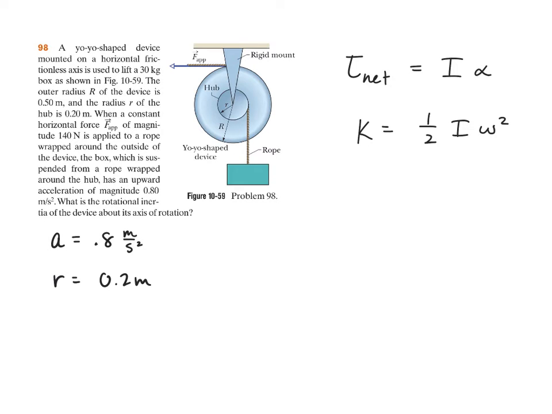Yeah, so we know that in these problems we have A equals R alpha. So A divided by R is equal to alpha here. So right off the bat we can start by finding the alpha value, 0.8 over 0.2, which is just 4, right? And my units for this are going to be radians per second squared.